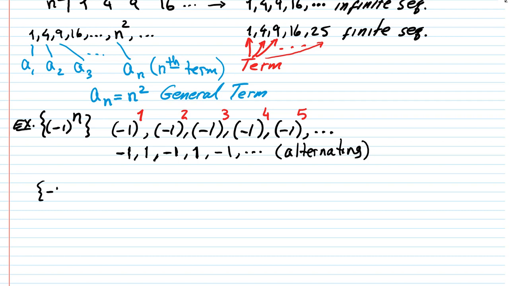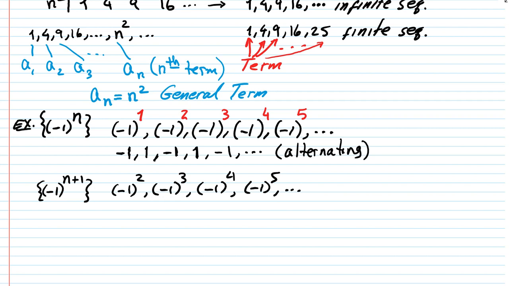Now suppose I have -1 to the n plus 1, where the sequence now looks like this. Remember, we start with n equal 1. So when n is 1, I have 1 plus 1, that is 2. Next term, 1 plus 2, that's 3. Next one, 1 plus 3, that's 4. And you can see the pattern that this generates. Negative 1 squared is 1, negative 1 cubed is negative 1, negative 1 to the 4th is 1, negative 1 to the 5th is negative 1, and so on.